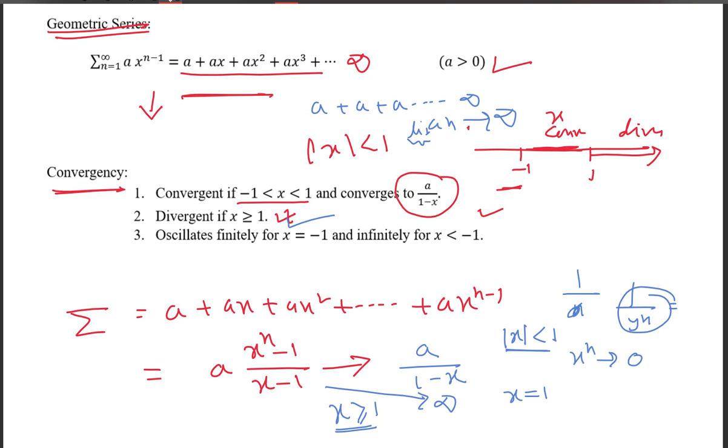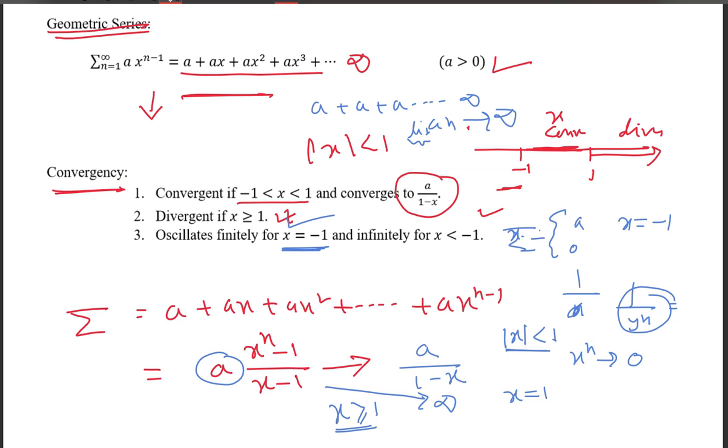Now for x equal to -1, what will happen? If you put x equal to -1 here, it will be -1 to the power n. So if n is an even number, in that case the value will be 0. If n is an odd number, the value will be a. Understand? So in that case, this summation oscillates between a and 0 when x is equal to -1.